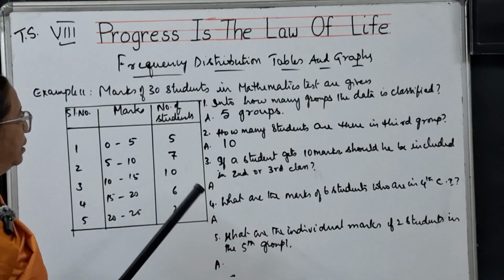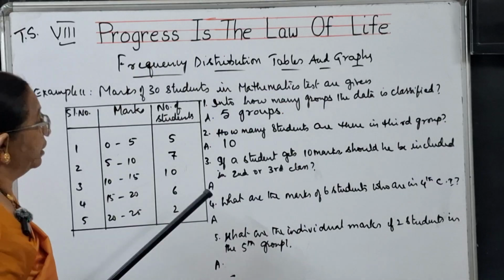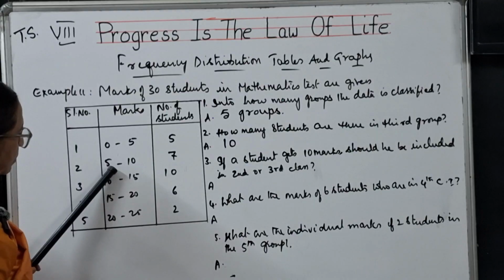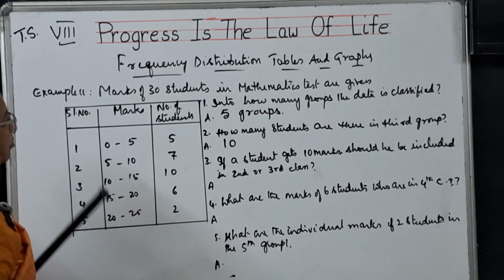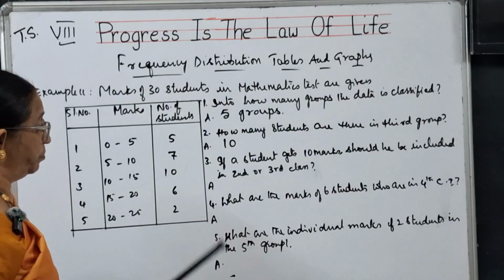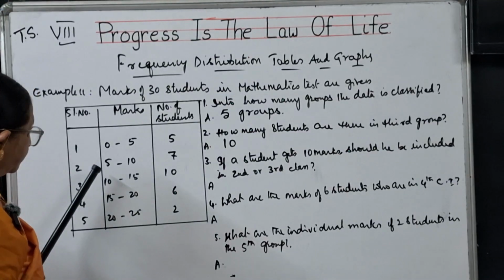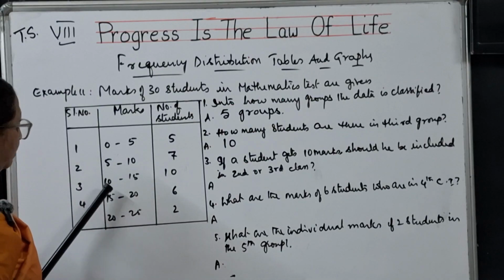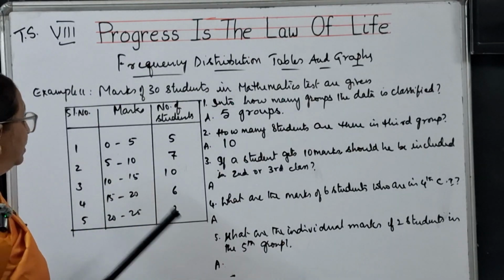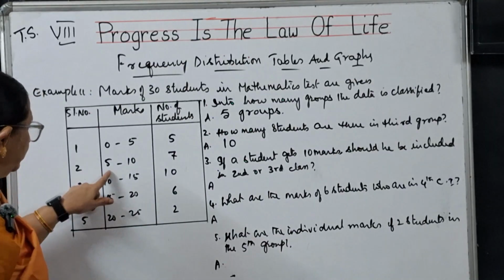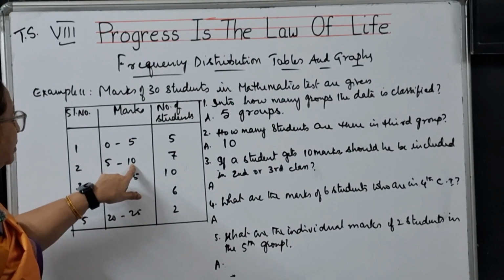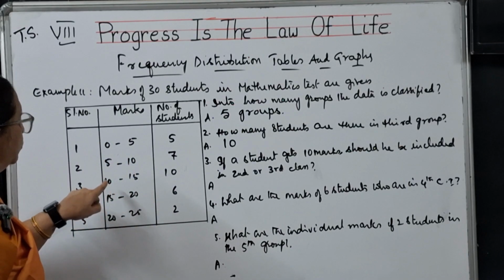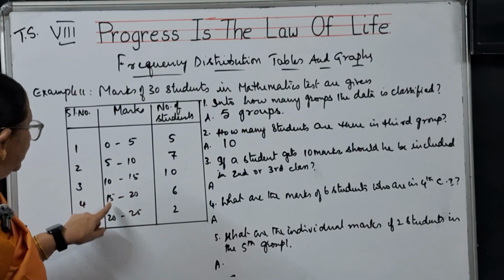And if a student gets 10 marks, should he be included in the second or third group? See children, these are marks. 10 marks are here as well as 10 marks are here. So in which group will you keep it? That is the question here. If it is 5 to 10 and the same 10 is repeating in the next group, then in this group you have to take that 10. You are not supposed to take 10 here. 5 to 10 means up to 9 only you are supposed to take here. And the 10th mark should be taken here because this is where it is starting. So the starting mark you have to take, not the ending mark.